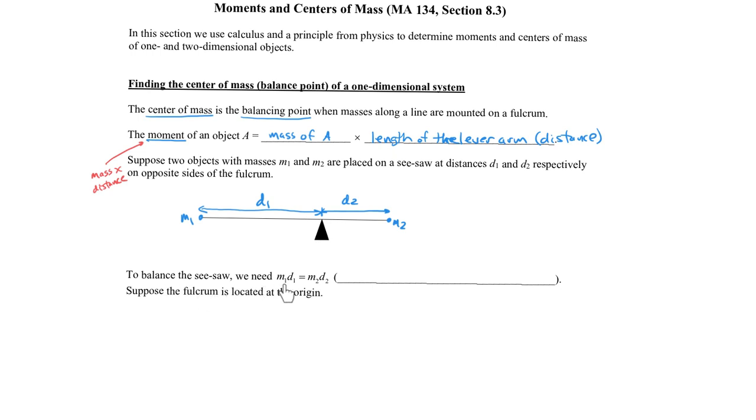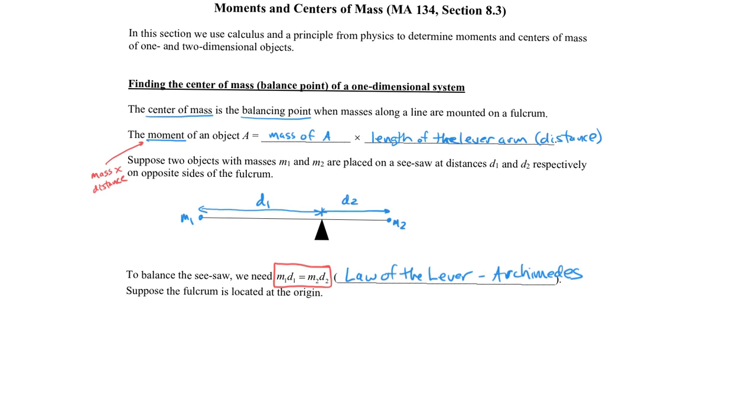So to balance the seesaw, we need mass 1 times distance 1 to equal mass 2 times distance 2. So we need these to be the same. This is called the law of the lever. This was proven by Archimedes. He lived between 287 and 212 BC. He is often regarded as the greatest mathematician of antiquity, and whenever there's a list of the greatest mathematicians in history, he's almost always on that list. He did some pretty incredible things.